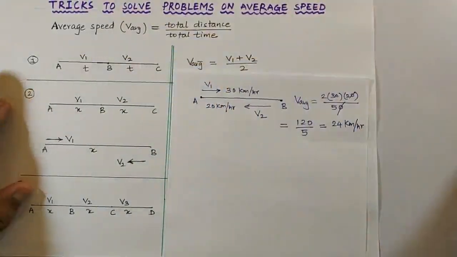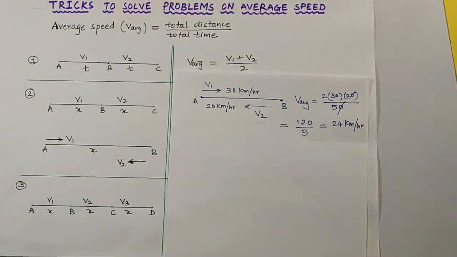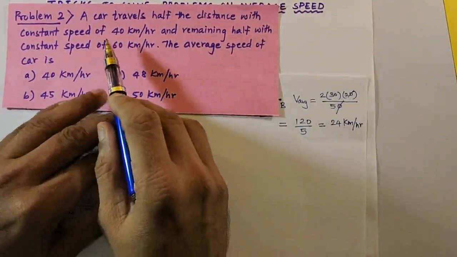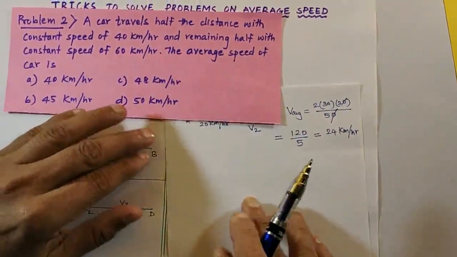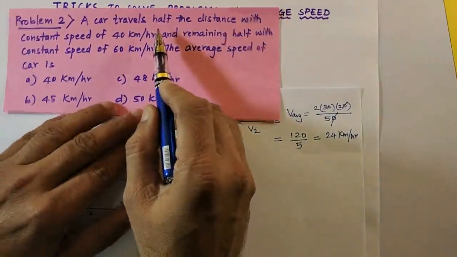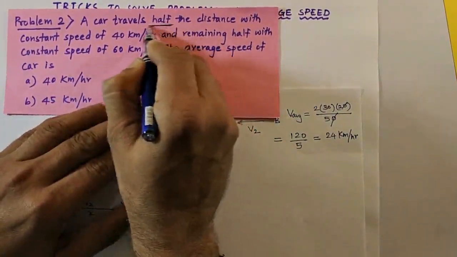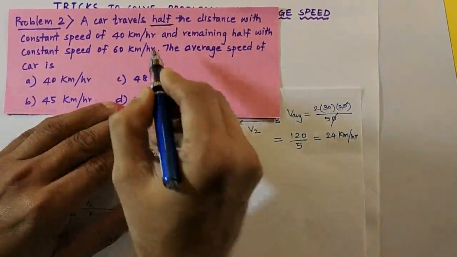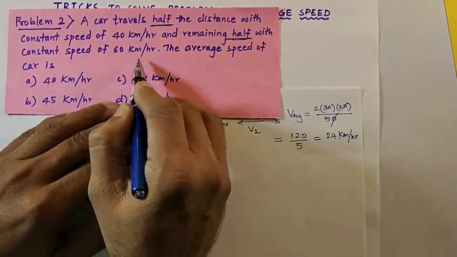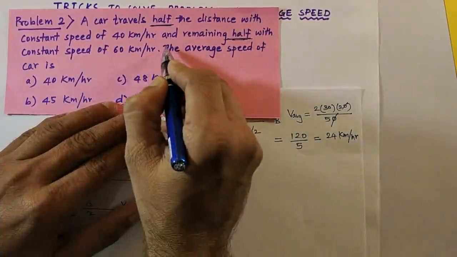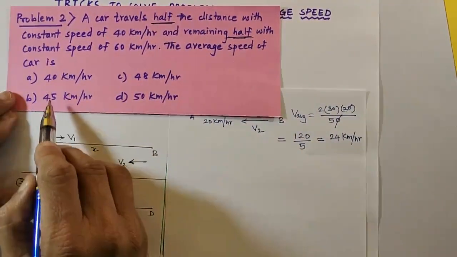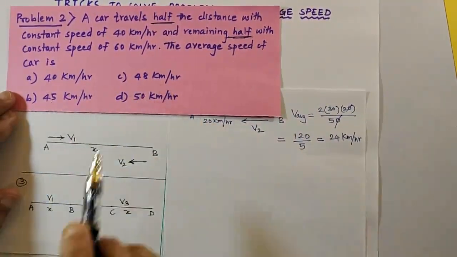Similarly, if I take the next problem, the second: a car travels half the distance with a constant speed of 40 kilometers per hour, and the remaining half with a constant speed of 60 km per hour. Then again you are required to find the average speed. Options: 40, 45, 48, 50.